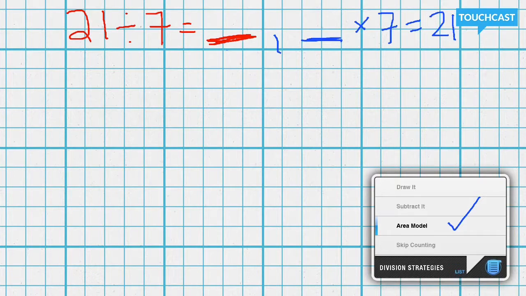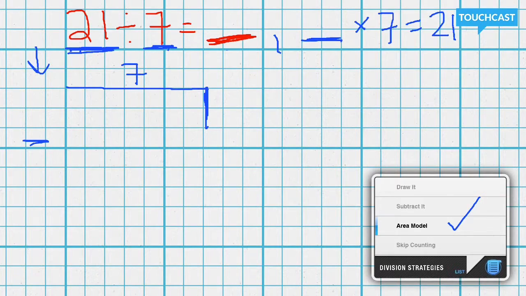Okay, so we know that we have 21 total boxes, and we're going to sort these boxes into 7 groups. So let's first find our 7 groups. Here's 1 box, 2, 3, 4, 5, 6, 7. So that's the top of our rectangle. Okay, so now we're going to sort the 21, because remember we're trying to find 21 in the middle of the rectangle where 21 is the total area, and so we know we have 7 on this side, but we need to figure out what number is going to be over here.